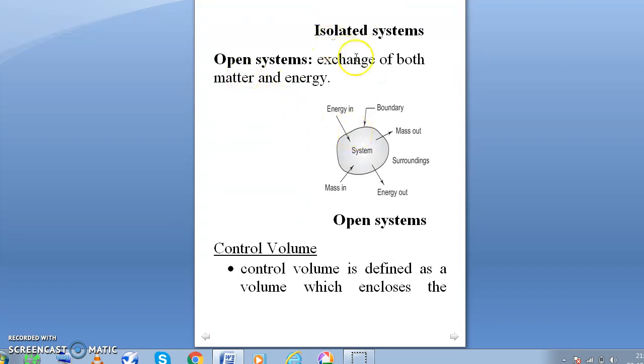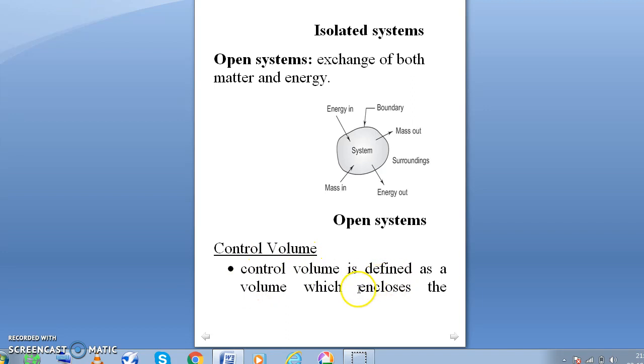Next we have an open system. In an open system, exchange of both matter and energy occurs. We can see in this system there is an exchange of energy, that is energy in and energy out, and there is an exchange of mass in and mass out. It is also surrounded by a boundary. Open system is also called a controlled volume system.